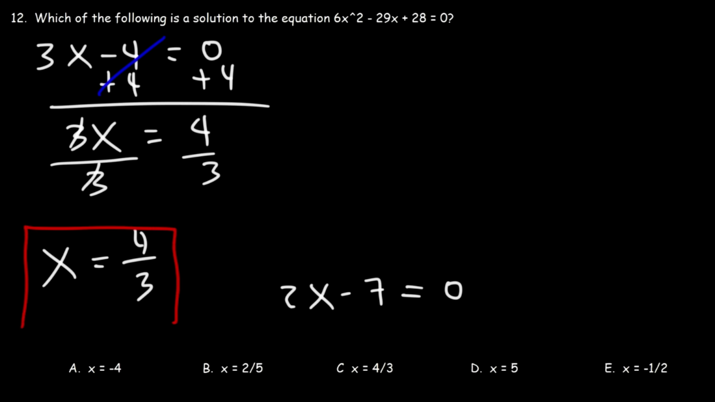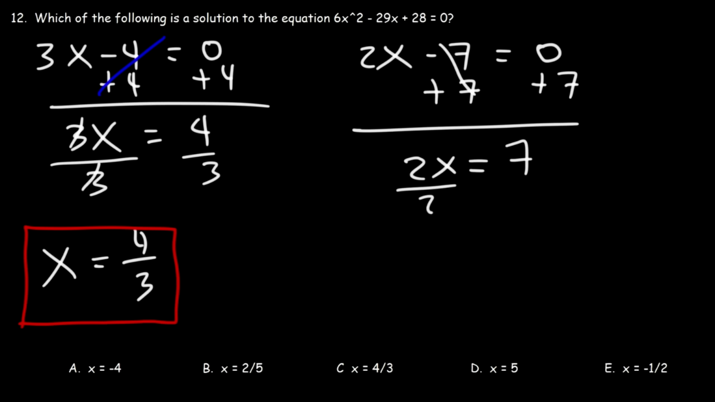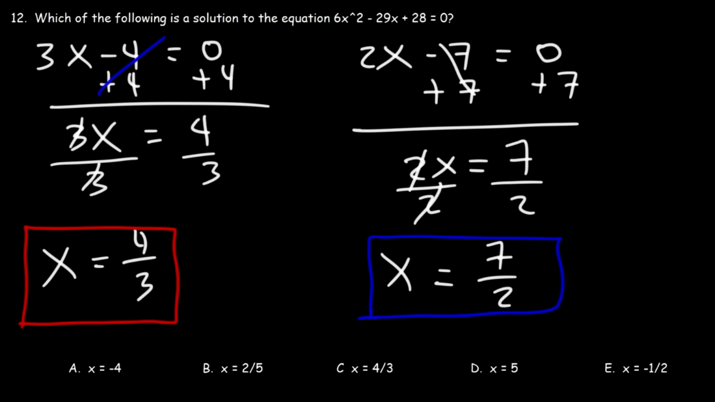Now, there's another possible solution. So let's start with the second equation. And let's begin by adding 7 to both sides. So we have 2x is equal to 7. And then we could divide both sides by 2. So x is equal to 7 over 2. Now, the only answer that's listed is answer choice C. X is equal to 4 over 3. So that's the correct answer.